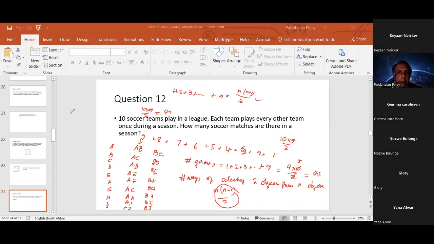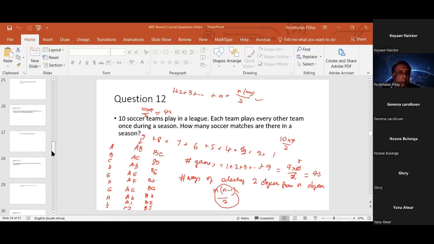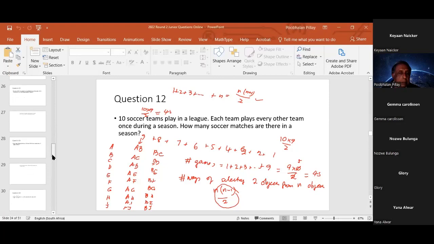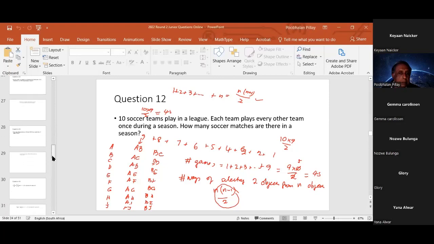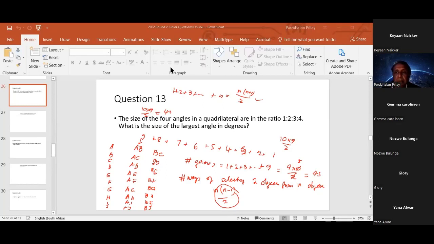All right, so let's get on to problem number 13. The answer to this last problem was 45. The answer is 45. Okay, that's the number of games.